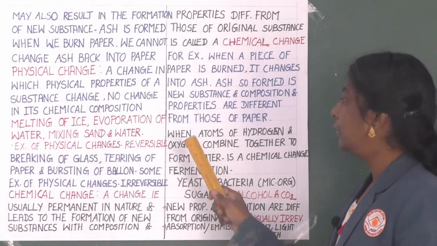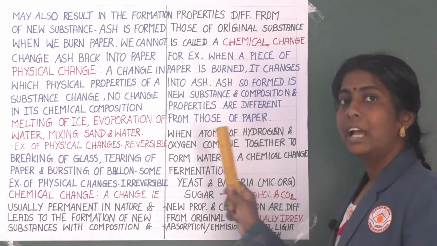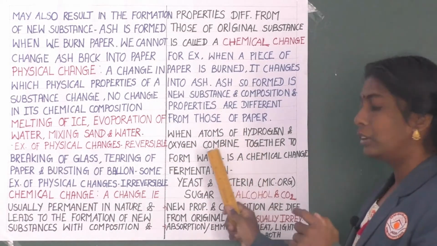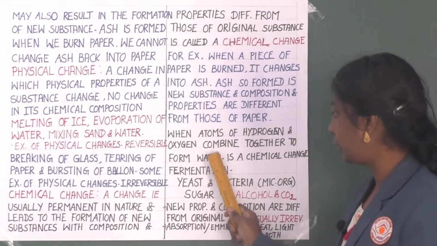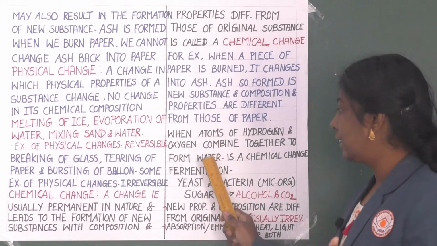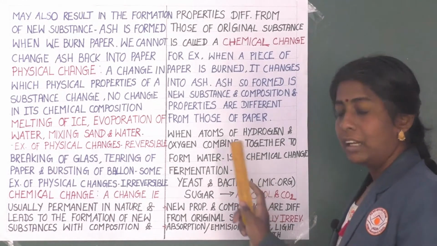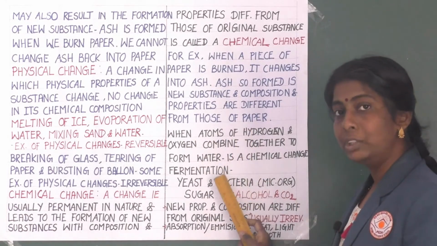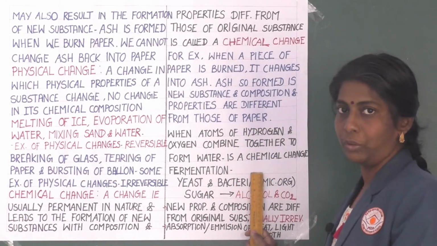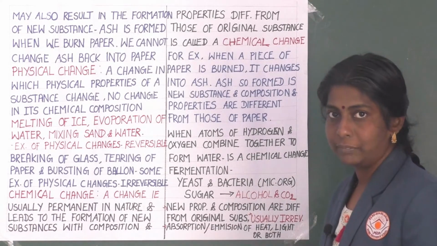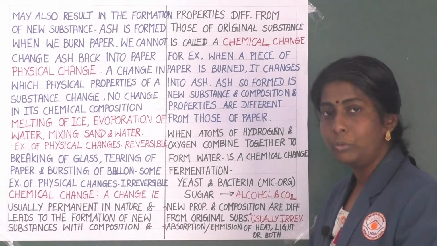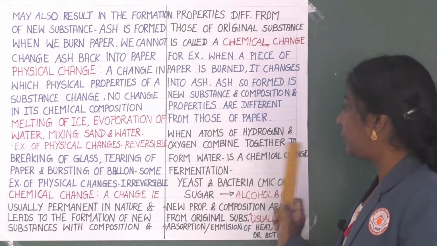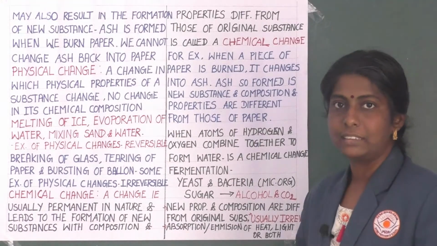Another example, when atoms of hydrogen and oxygen are combined together, they form a water molecule, isn't it? Yes. So that is a chemical change. What I said, hydrogen and oxygen atoms are combined together to form a water molecule. So that is a chemical change. It cannot be reverted back to hydrogen or oxygen, isn't it? Yes. So this is what chemical change is about.